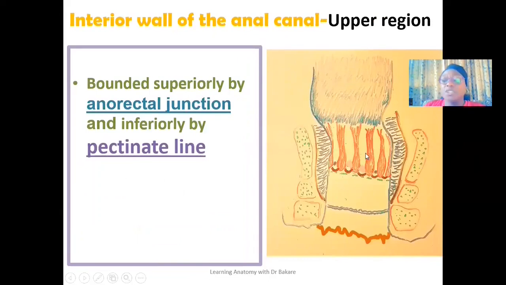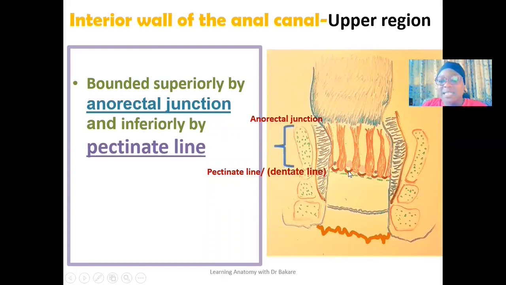For the upper region, which is the superior two-thirds of the anal canal, it is bounded superiorly by the anorectal junction, and inferiorly it is limited by the pectinate line or the dentate line. We already presented in our previous slide that the pectinate line is what initially divides the anal canal into the superior two-thirds and the inferior one-third. So we have the anorectal junction at the upper part, and inferiorly the pectinate line. This is the region marked as the upper two-thirds of the anal canal.